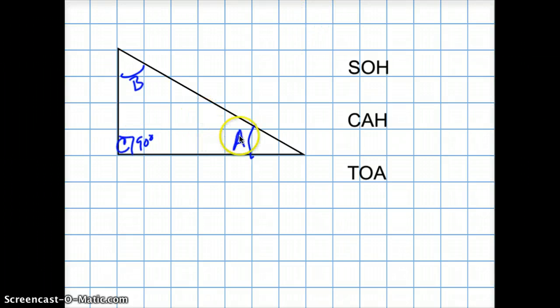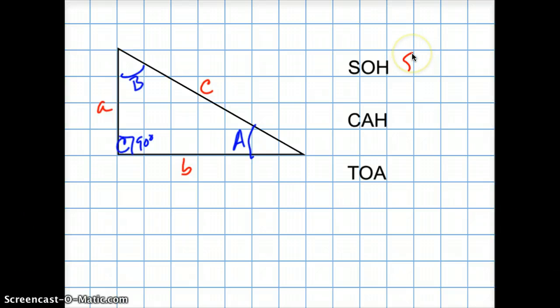And then the side opposite of angle A is side A. The side opposite of angle B is side B. And then the side opposite of angle C is side C, which is my hypotenuse. And so to find the sides, I use my SOHCAHTOA.